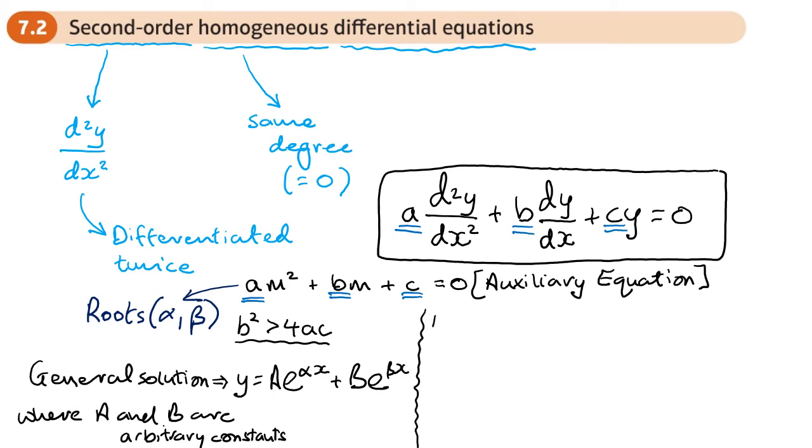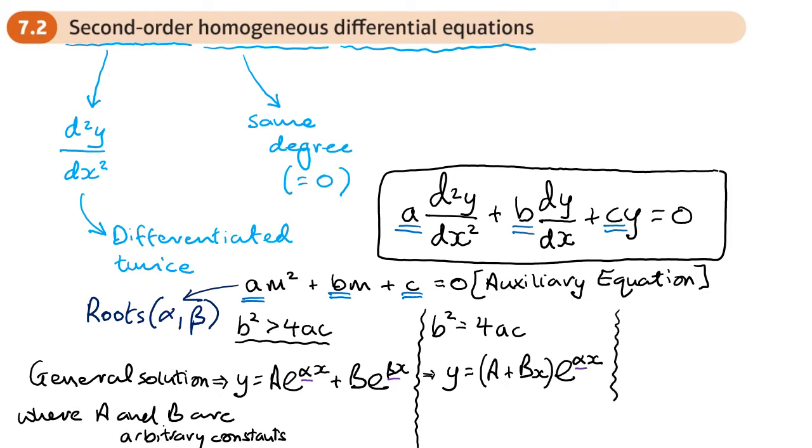Now if b squared is equal to 4ac, then our general solution is going to be y equals, and this can be factorised, A plus Bx, where again A and B are arbitrary constants, times e to the power of alpha x. I'll underline where our roots are. There is only one root here, alpha, because this tells us there's only one root to the quadratic.